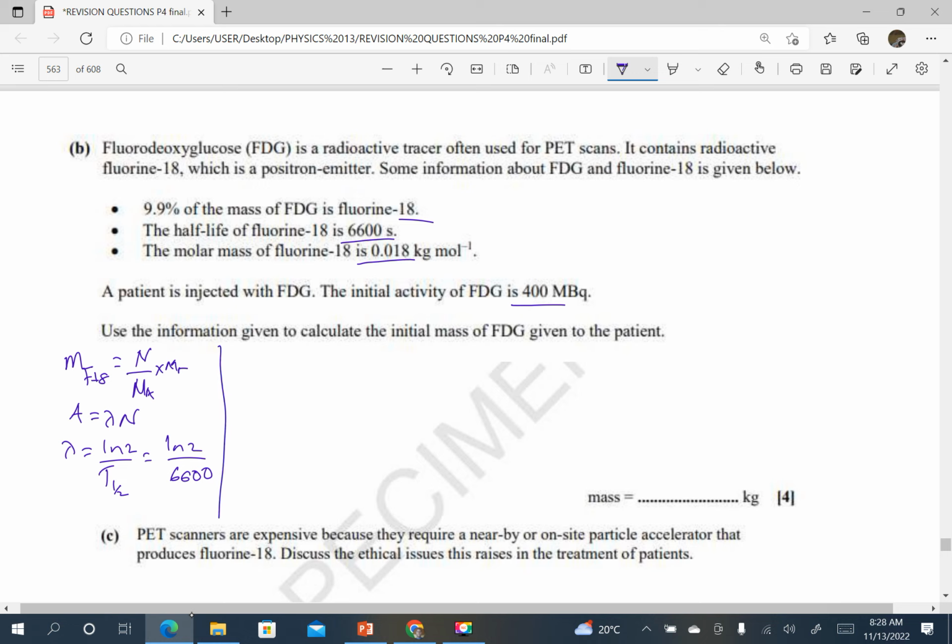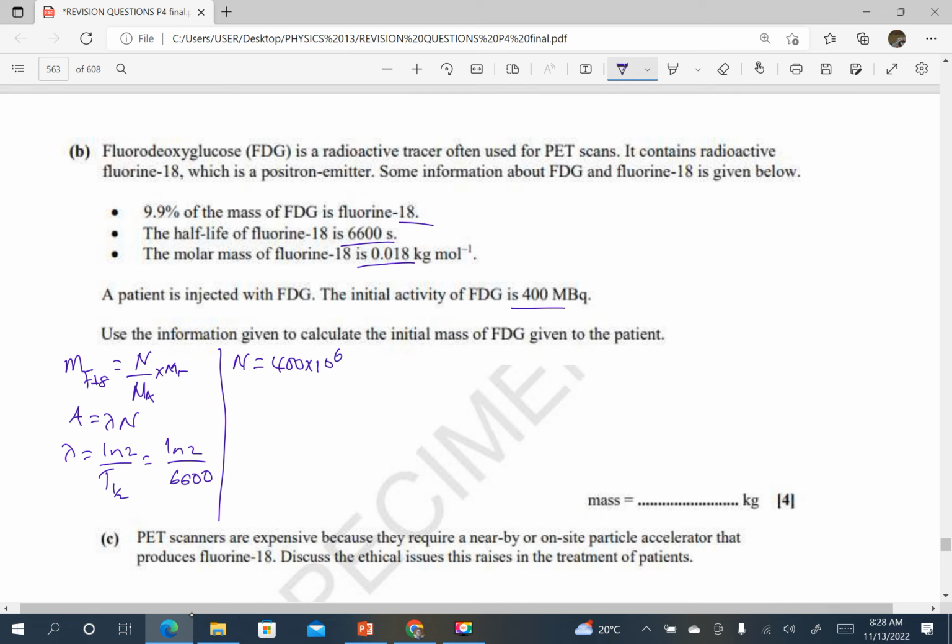So it means we now know that N, remember, is the activity, which is given as 400 times 10 power 6, divided by the decay constant. So I'm dividing by the decay constant. In the denominator, I will have ln of 2, and 6600 goes up. That is N. So therefore, the mass of F18 is simply going to be equal to N, which is 400 times 10 power 6 times 6600.